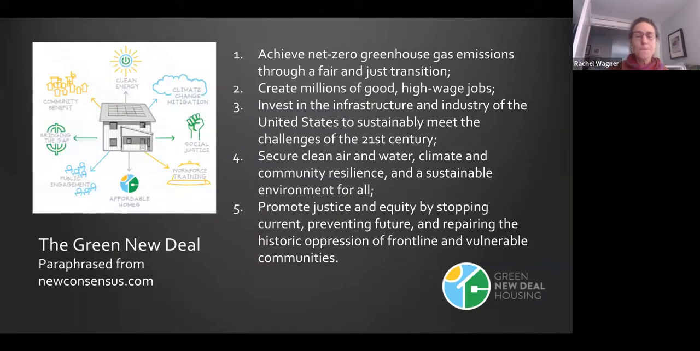So the Green New Deal is a framework that was put forward in Congress a couple of years ago, but really entered the public discourse more than a decade ago. I believe that the first time the phrase Green New Deal was put out there was in 2007 by the Minnesota author Tom Friedman.